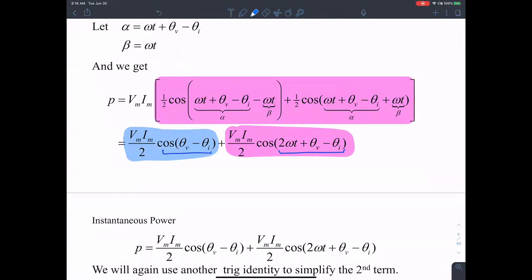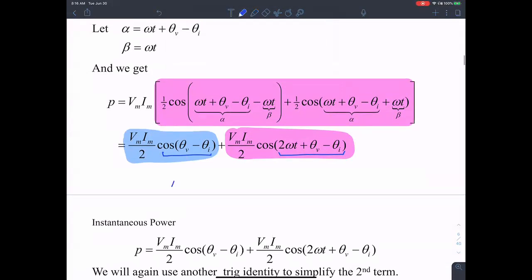Okay, when you simplify that, look at this term, the blue one on the left. It is devoid of omega t. There is no omega t term here. So this is not frequency dependent. This is constant.